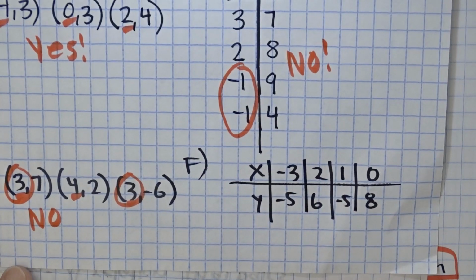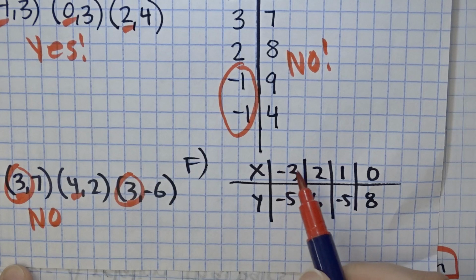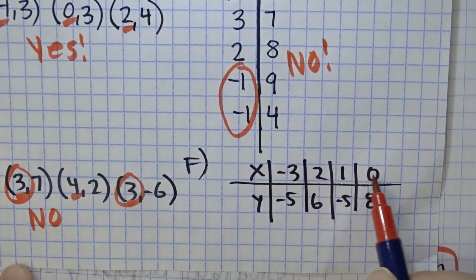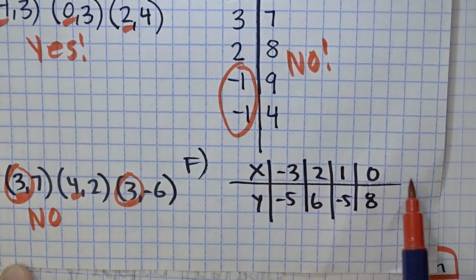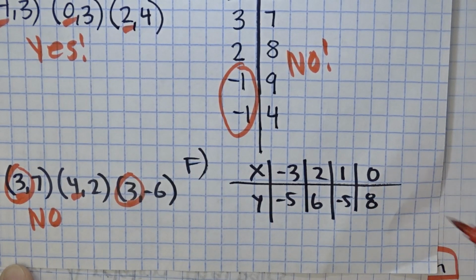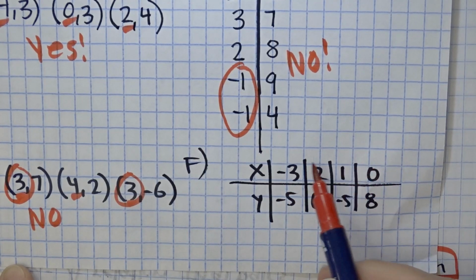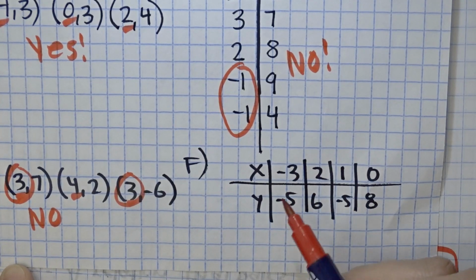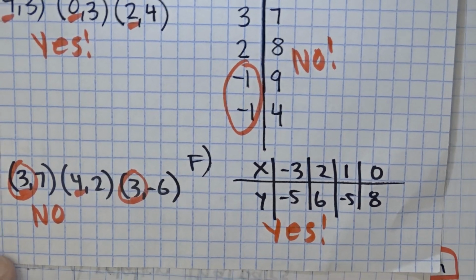For F, here are my inputs. I'm checking to see if -3 anywhere else is with another number. Nope. 2, anywhere else is the 2 with another number? No. 1, is there another 1 anywhere else with another number? No. And 0, doesn't appear to be anywhere else with another number. So only focused on my inputs, each one only has one partner or is seeking only one number, so it's all good. We say yes, it is a function.